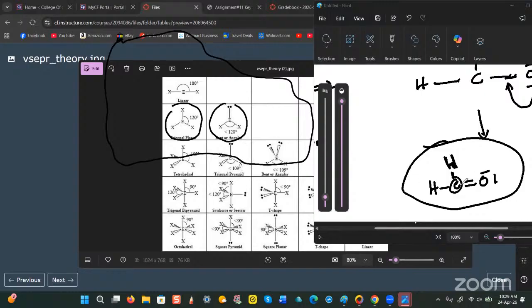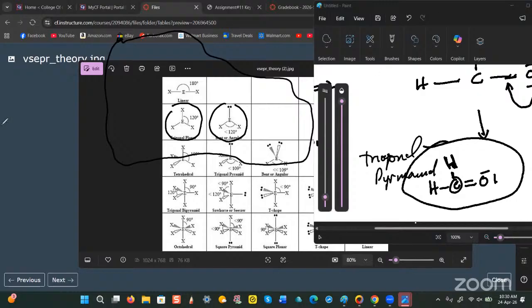So basically, since this here parallels this in terms of the spatial arrangement, that means that the shape of this molecule would be trigonal pyramidal. And that's basically how you're going to determine the shape of the molecule based on the Lewis structure. All right? So with all that said, let's get to the actual assignment.